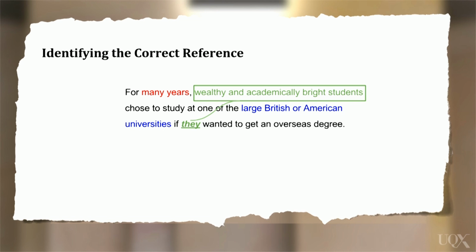Who or what wanted to get an overseas degree? Many years wanted to get an overseas degree? No. Large British or American universities wanted to get a degree? No, that's not right. People want to get degrees from universities. Wealthy and academically bright students wanted to get an overseas degree. Yes, that makes sense. So that's an introduction to identifying reference.